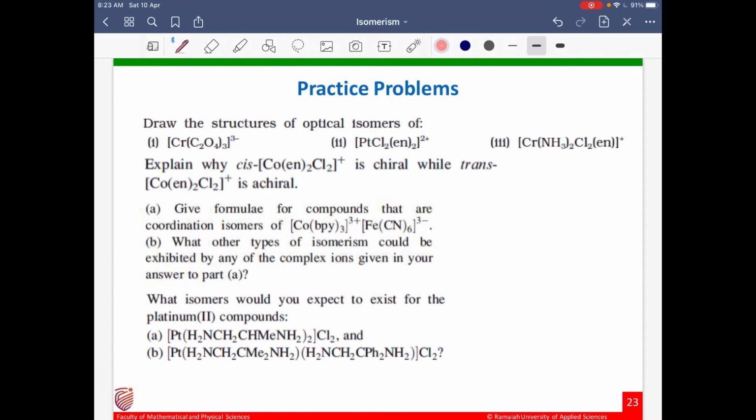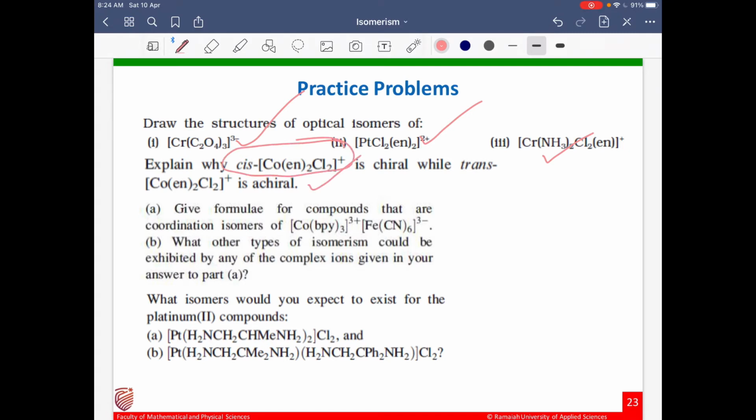Practice problems. Draw the structures of optical isomers of [Cr(C2O4)3]3-, [PtCl2(en)2]2+, and [Cr(NH3)2Cl2(en)]+. Explain why cis-[Co(en)2Cl2]+ is chiral while trans-[Co(en)2Cl2]+ is achiral.